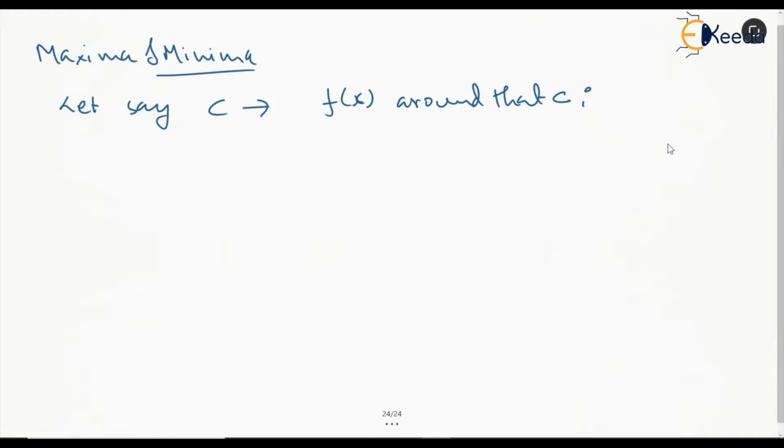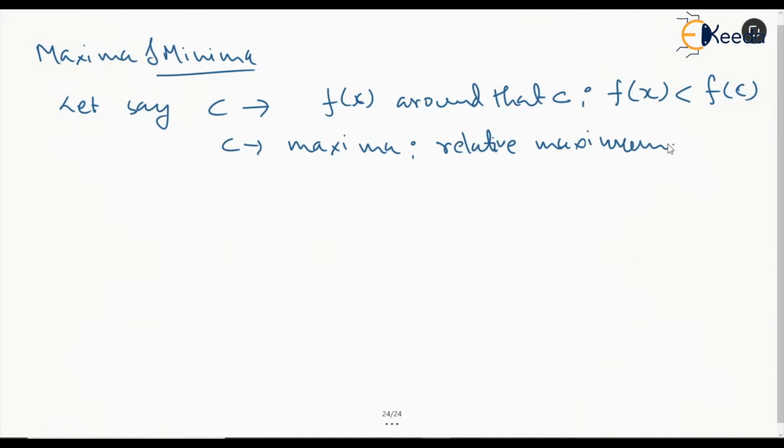satisfies the condition that f of x is less than f of C, then we can say C is a maxima, or we can say it is having a relative maximum, right? At a local level, a point C is there, and for the values around that C, if f of x is less than f of C, then we can say it is a maxima or a relative maximum.